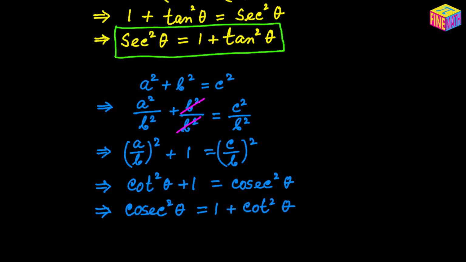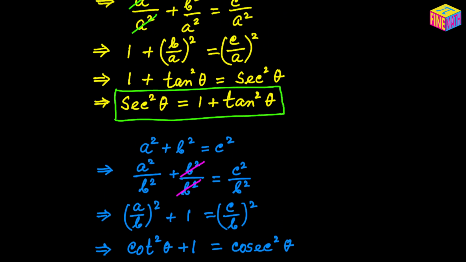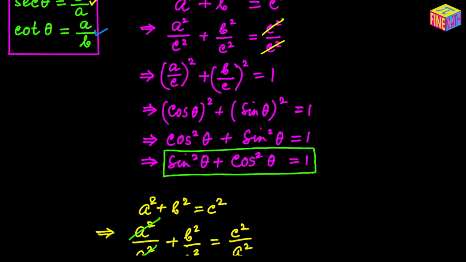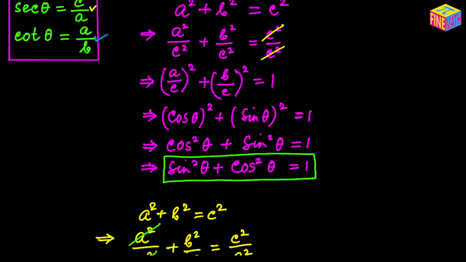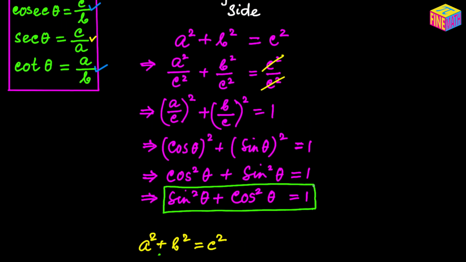So let me highlight this also. Those are the three Pythagorean identities of trigonometric ratios that we have, and from each of them we can also do a little more analysis to come up with a few more relations here. So let's try that and see what happens. Now I'm going to write it on the side here.